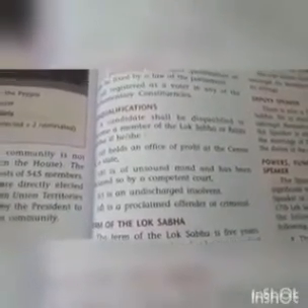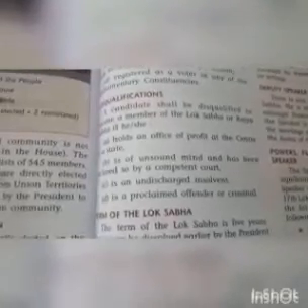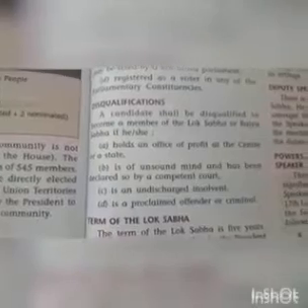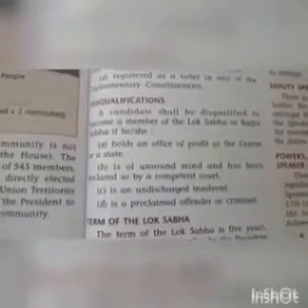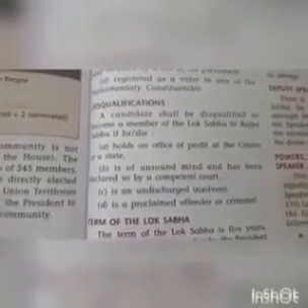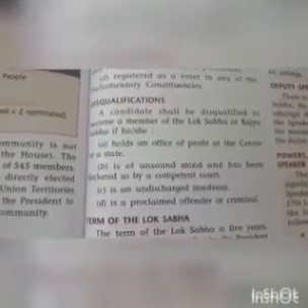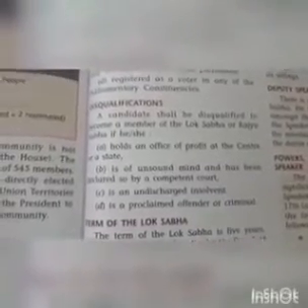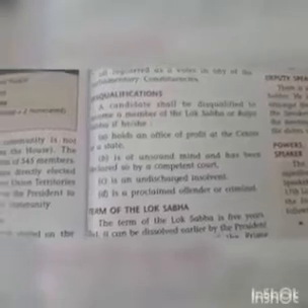Now, disqualifications: under what circumstances can a person be disqualified? Number one, if he is an alien. Alien means foreigner. If he is not a citizen of that country, if he is a foreigner, then he cannot be qualified as a member of Lok Sabha or Rajya Sabha.